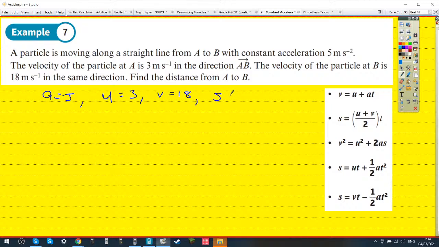And which formula is that you can use? Could you use v squared equals u squared plus 2as? Yeah. Great. V squared is u squared plus 2as. Yeah, fine.